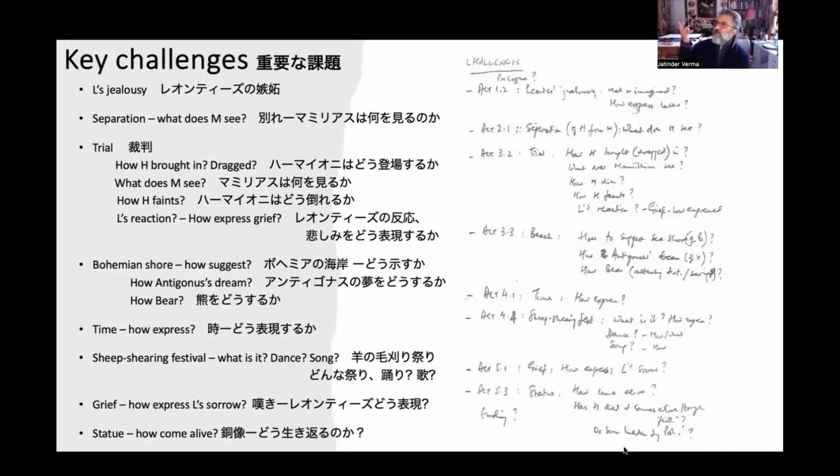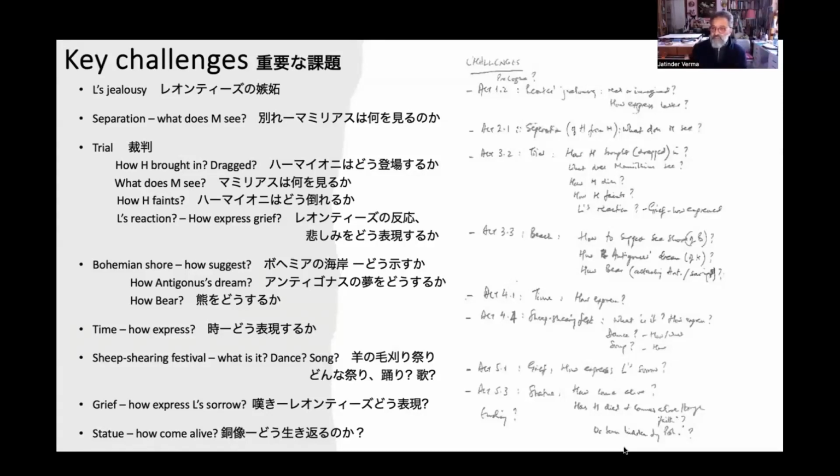What is that dream of Hermione? Is it a nightmare? Does Antigona recall the dream, or does Hermione actually come into the dream? And of course, also, how do we do the bear? Is it done by the actors? How do they do it? Do they use chairs? Do they use sticks?